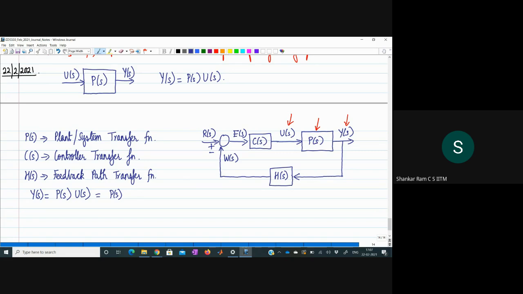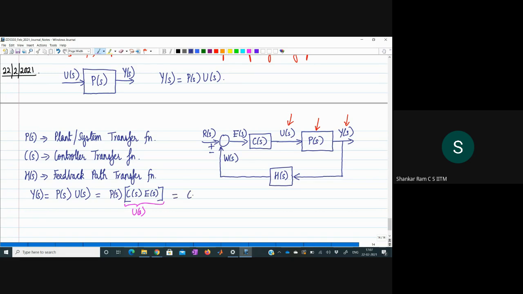U of s is the output from the controller transfer function block. So the controller transfer function block output is P of s. P of s multiplied by E of s is going to be U of s. So this is U of s.